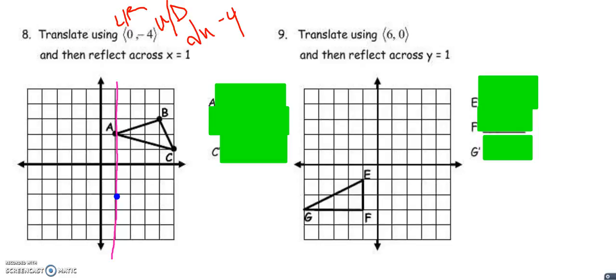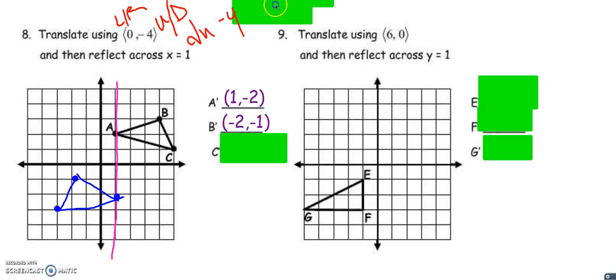B is going to go down 1, 2, 3, 4. It's going to go 1, 2, 3 to get to the line, so 1, 2, 3 past it. C is going to go down 1, 2, 3, 4, then 1, 2, 3, 4 to get to the line, 1, 2, 3, 4 past it. So then you are ready to draw your line connecting your points, and then you can list what your new coordinates are. Your A is now at 1, -2. Your B is now at -2, -1. And your C is now at -3, -3.